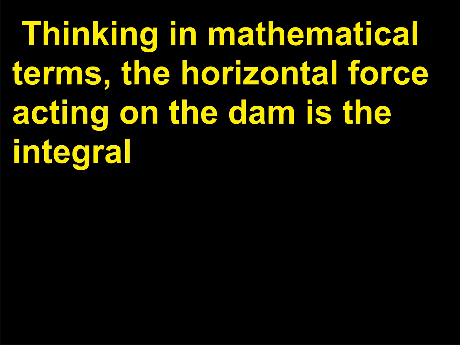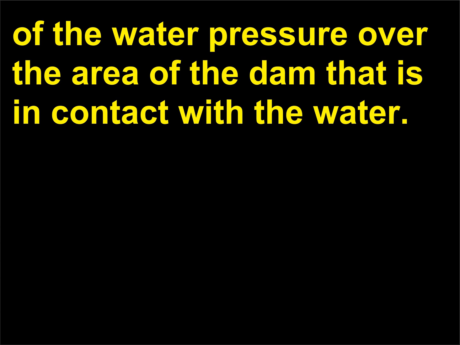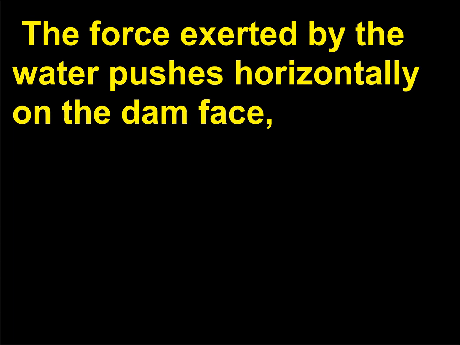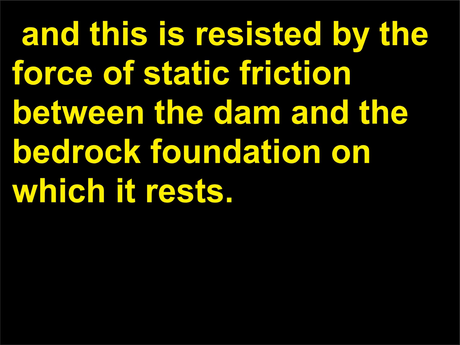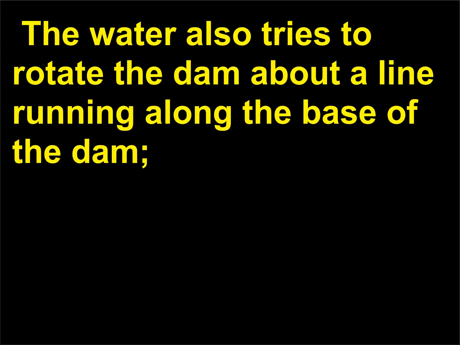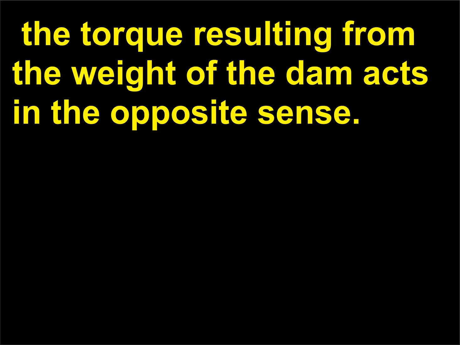Thinking in mathematical terms, the horizontal force acting on the dam is the integral of the water pressure over the area of the dam that is in contact with the water. The force exerted by the water pushes horizontally on the dam face, and this is resisted by the force of static friction between the dam and the bedrock foundation on which it rests. The water also tries to rotate the dam about a line running along the base of the dam. The torque resulting from the weight of the dam acts in the opposite sense.